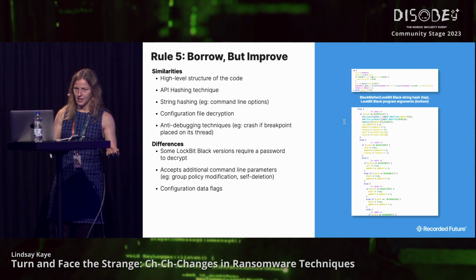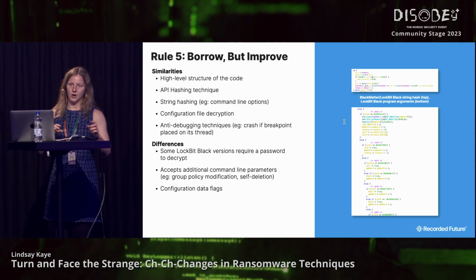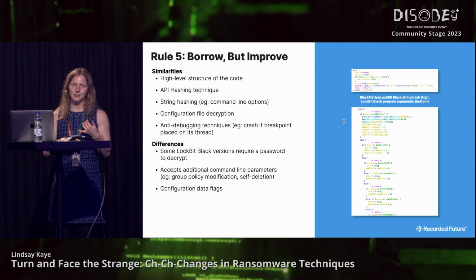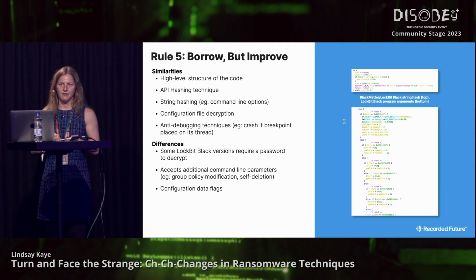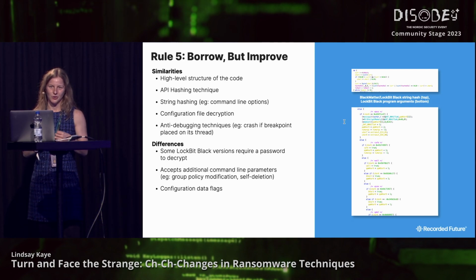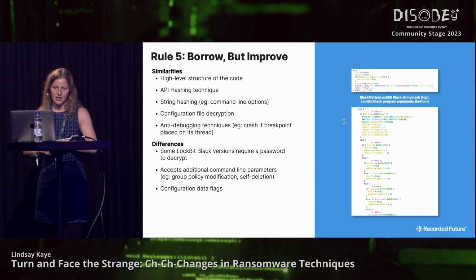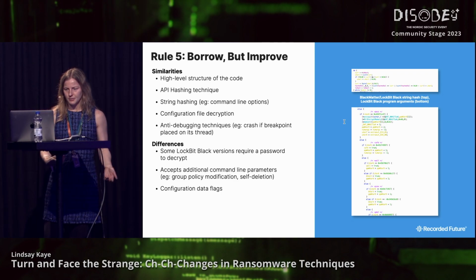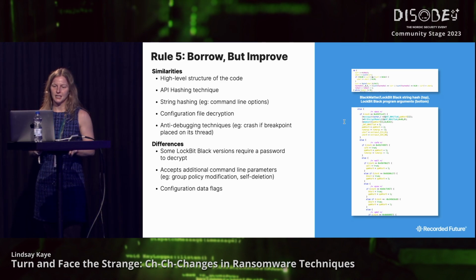One of the things that Black Matter did, and now LockBit Black, was instead of doing string comparisons for the incoming function name, for the incoming arguments, or if they were looking for particular printers or other kinds of strings, they would take a numeric hash and then compare it to a list of known numeric hashes. So that was something that they both did. The way the configuration file was decrypted, and then some of the anti-debugging techniques that they used.